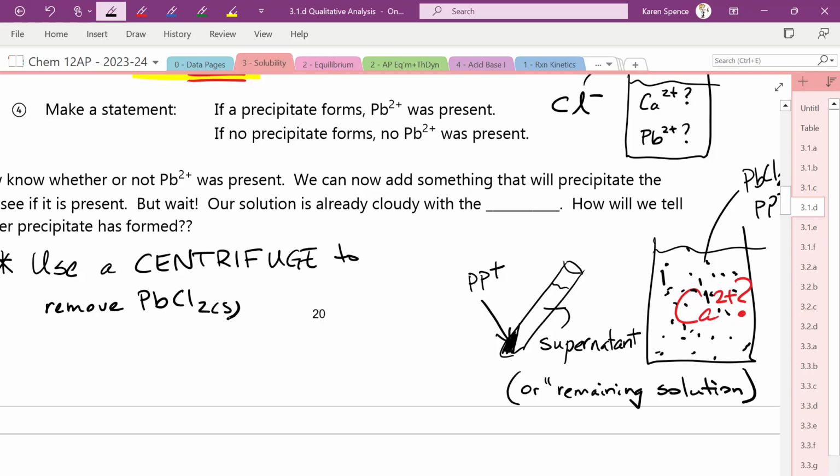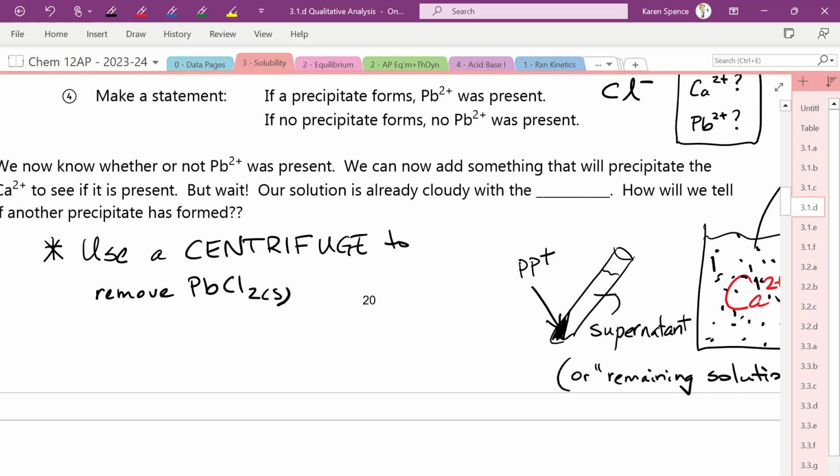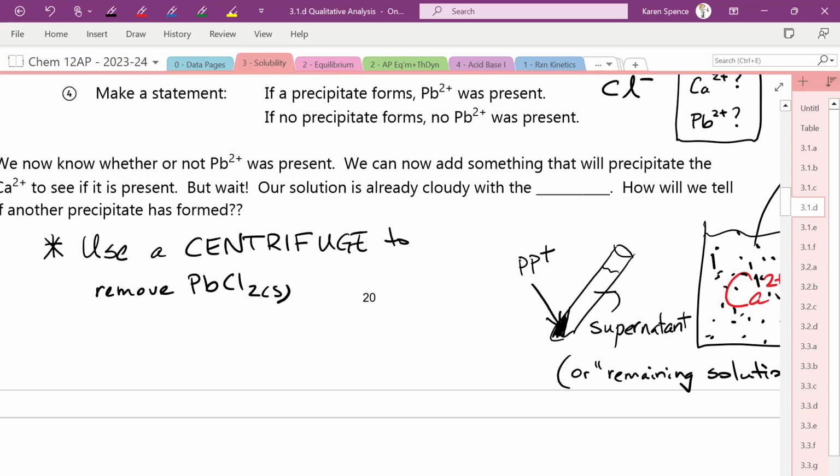Now that's lovely. I have centrifuged it. How am I going to separate the supernatant from the precipitate? I'm going to pour it out. That process, does anyone know what it is called, where you pour the liquid and leave the solid behind? It's called decanting.